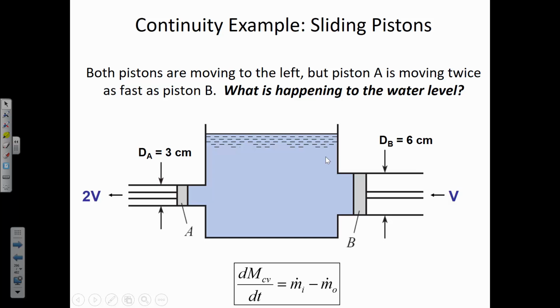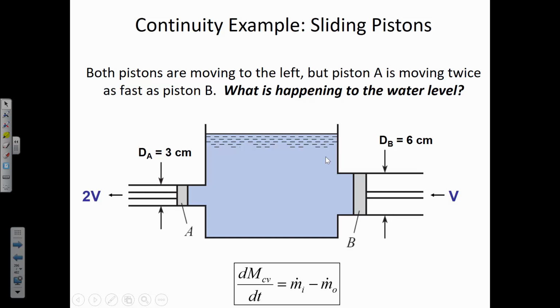Remember, what's volumetric flow rate? Volumetric flow rate isn't diameter times velocity, it's area times velocity. And so area is pi d squared divided by 4. And so here at B, since the diameter is double, then the area is 4 times as large. So in this case, there's going to be more water coming in than going out.